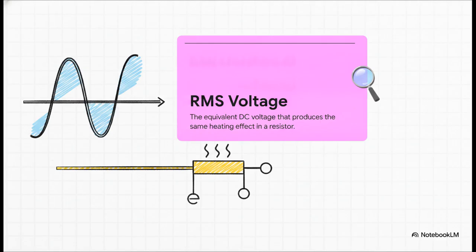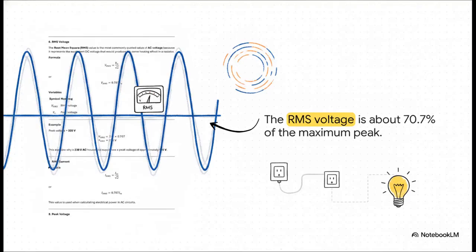So engineers use something called root mean square, or RMS. The RMS value is essentially the equivalent DC voltage that would produce the exact same heating effect in a resistor. It's the standard way we measure and quote AC voltage. And the math behind that RMS value is actually quite elegant.